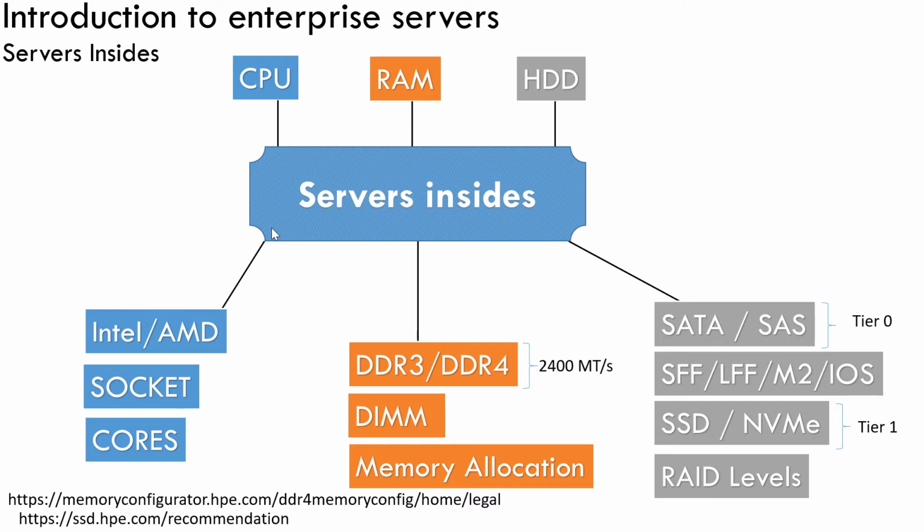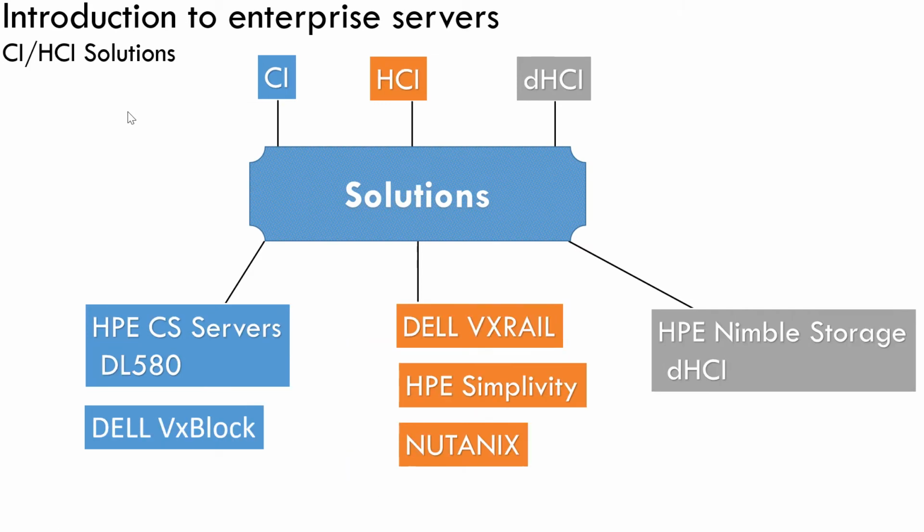We also have some URLs here. From HPE, if you open this URL, you can configure your memory based on your server model from HPE. Another link is the SSD hard disk selector, where you can get recommendations on how to select your SSD hard disk model.